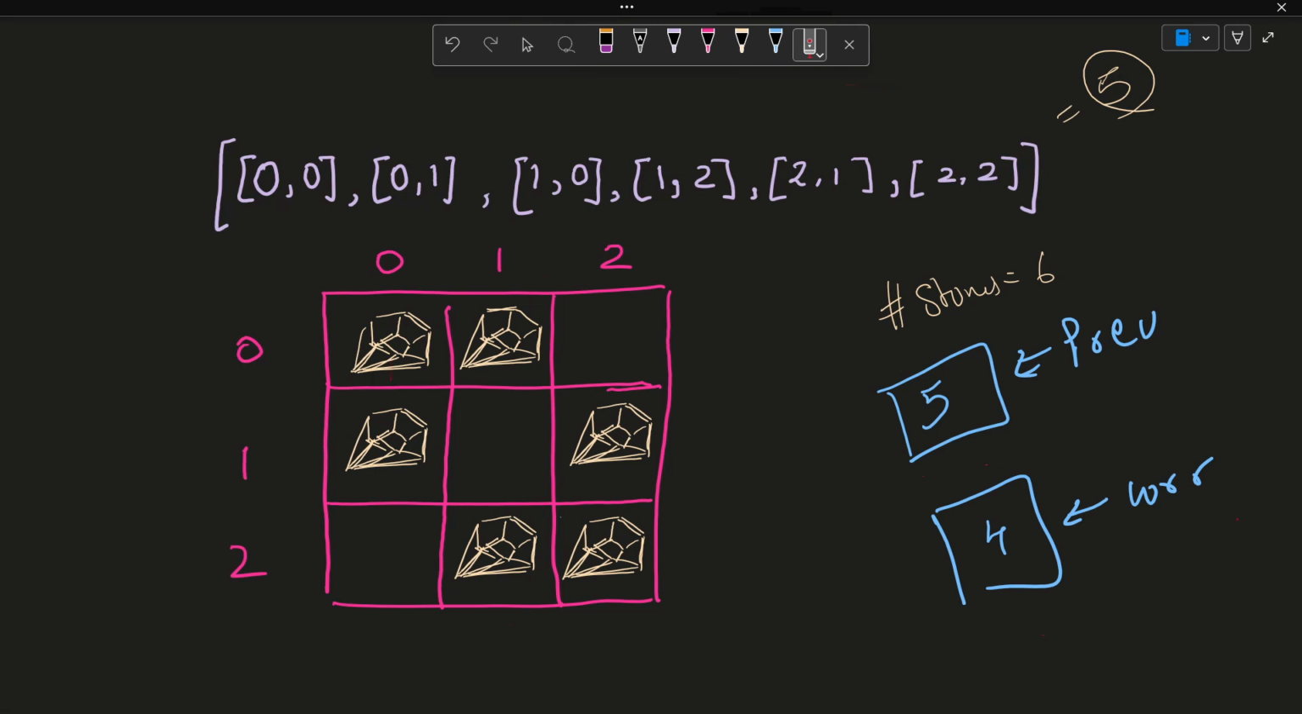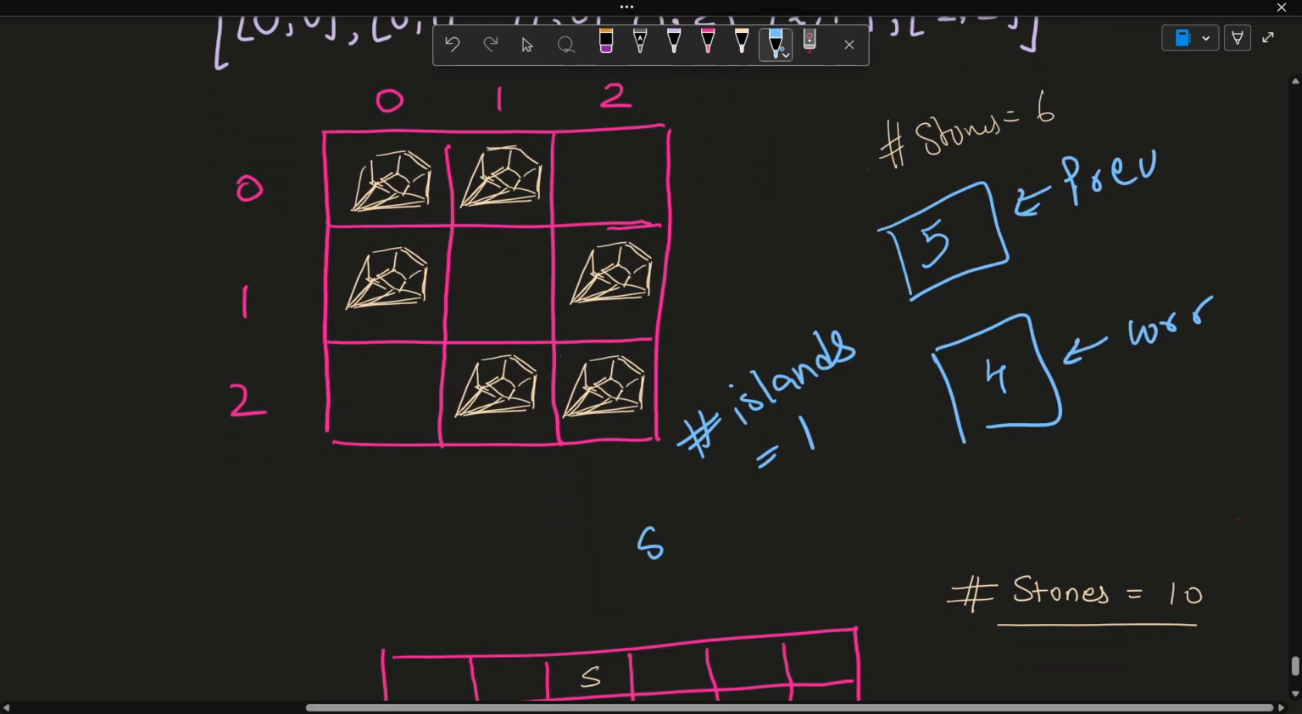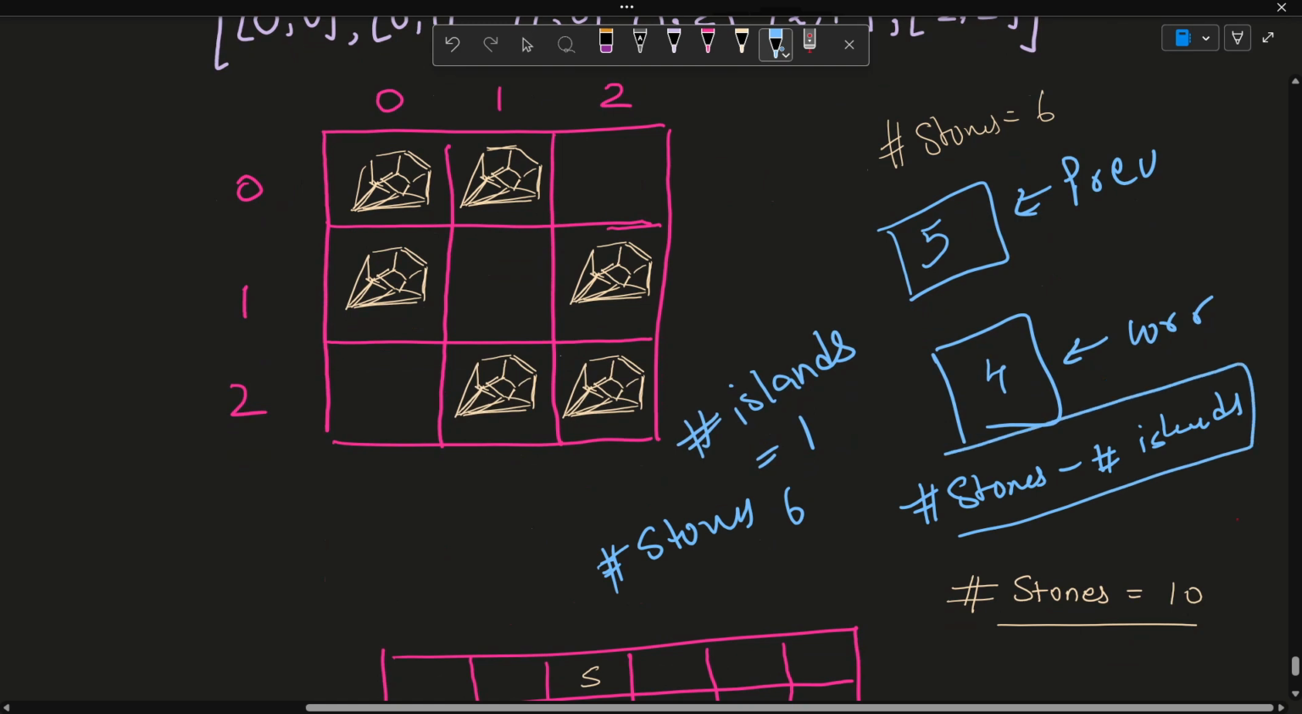So that means the number of islands, or components, is 1, and the number of stones is 6. So what I do is number of stones minus number of islands is my final solution, if you observe, right? And I'll show you a different test case here. See on the bottom of the screen, there's a different test case as well.